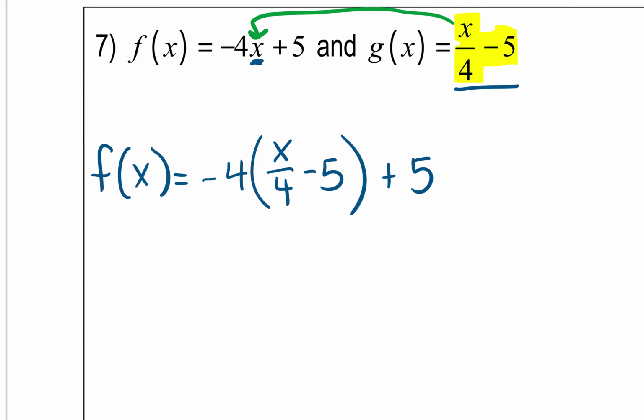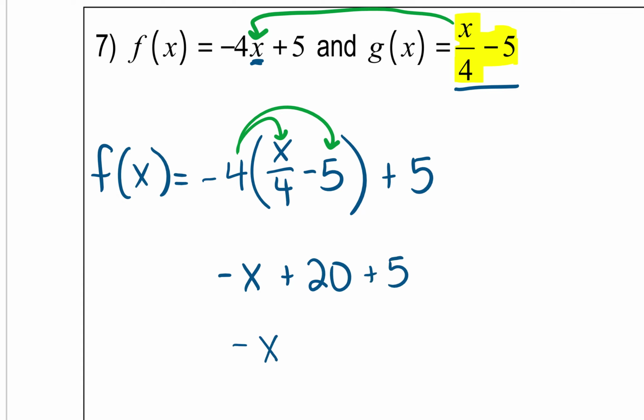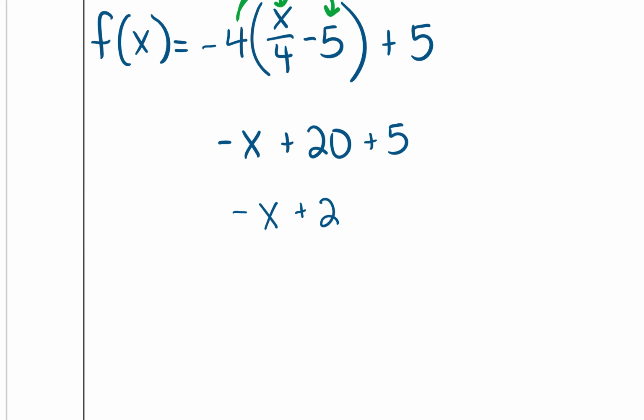Okay, so when I distribute this, I have -4 times x is -4x divided by 4, of course, is -x, or -1, right? And then -4 times -5 is plus 20. And then I combine like terms. 20 plus 5 is 25. And see how I get to here? I can't do anything else, and I'm left with -x plus 25.